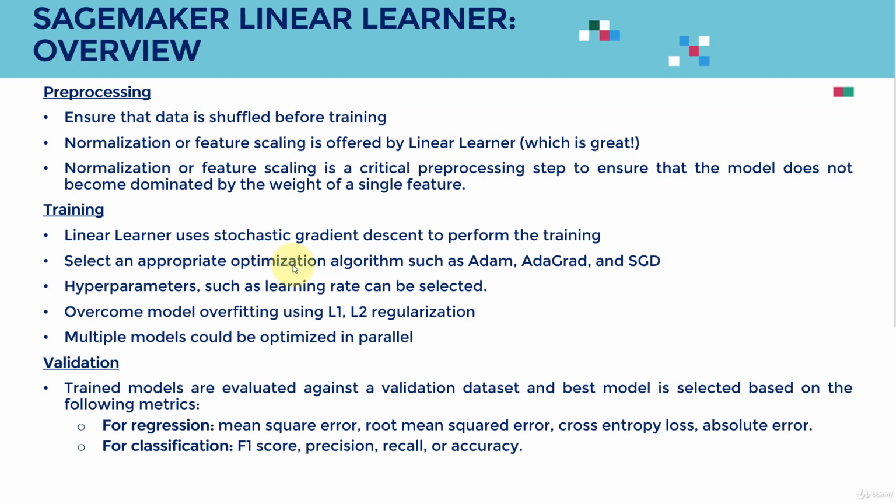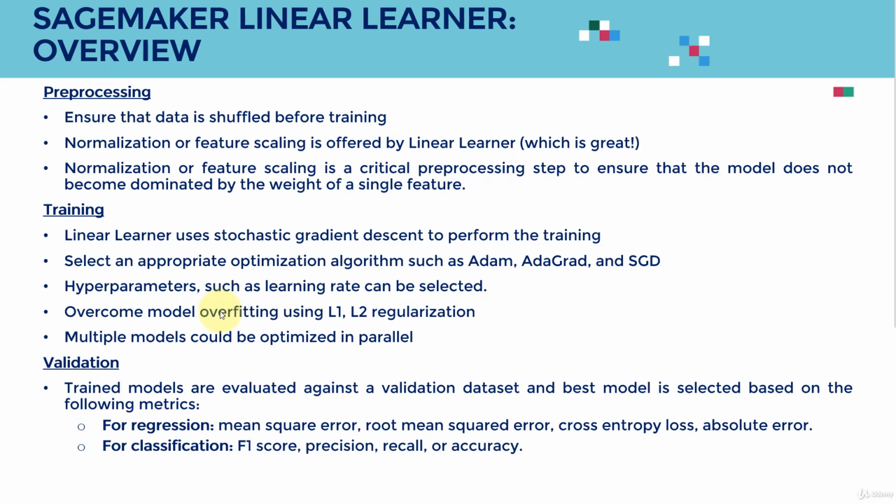All right, so let's take a look at an overview of linear learner. First, you have to ensure that the data is shuffled before training. This is critical to make sure that the model does not learn the order of the data, and that's why we randomly shuffle the data. We also have to make sure that we perform normalization, or what we call feature scaling. And this feature is actually offered by linear learner as well, which is amazing.